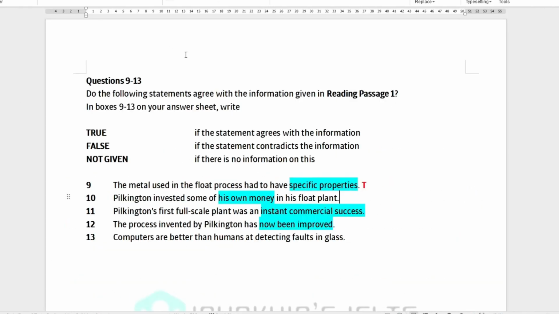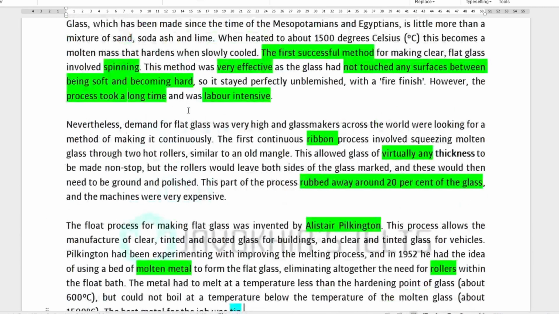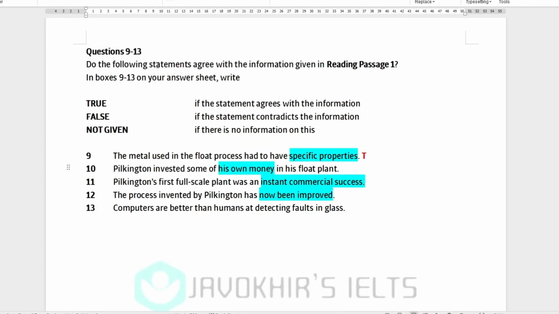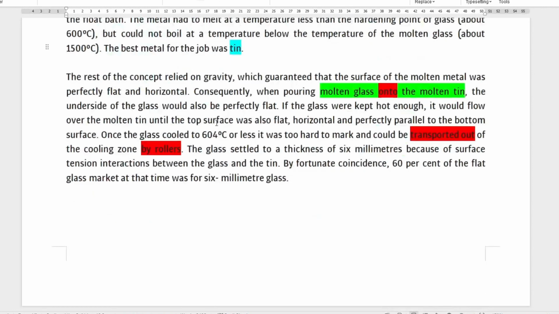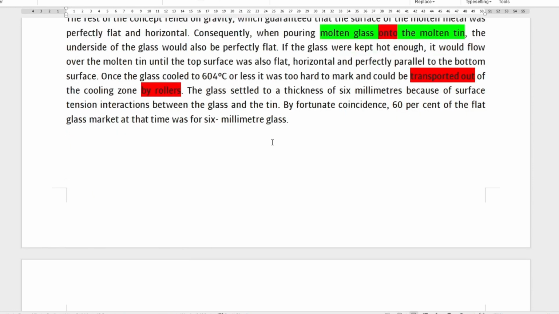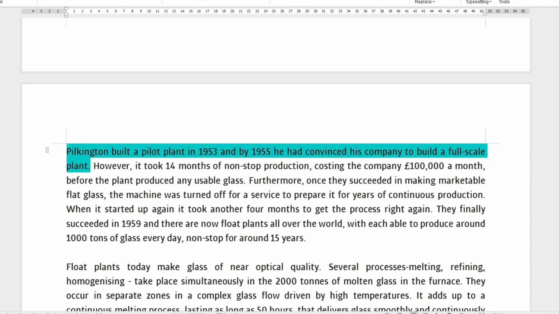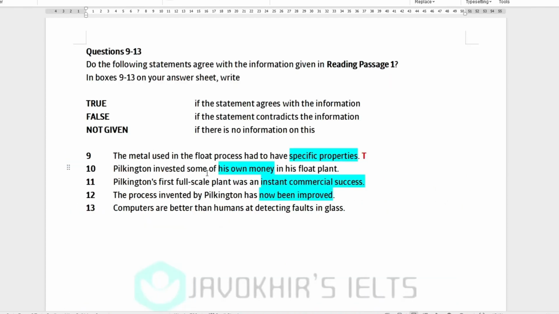As we know, why I'm doing this is that first I found question number 9 in paragraph 3, and I basically know that true, false, not given questions follow the order. So I'm just going to continue reading. Pilkington built a pilot plant in 1953, and by 1955 he had convinced his company to build a full-scale plant. So there we go, we have the answer for number 10.